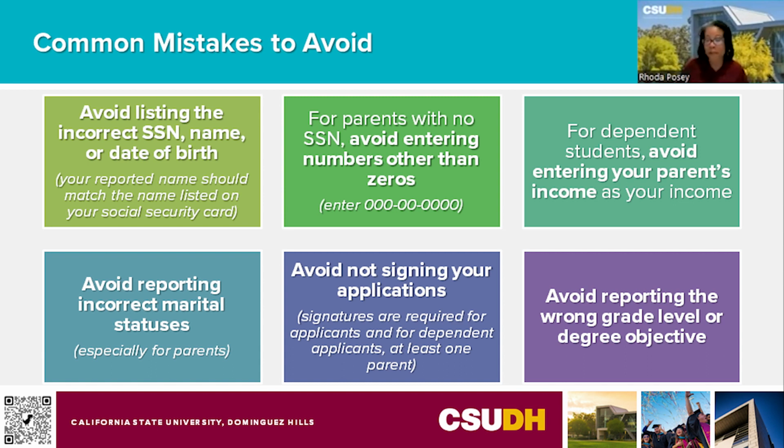Okay, and then lastly, avoid reporting the wrong degree program. Sometimes that could hold up processing. So if you're an undergraduate student, and you're working on your first bachelor's degree, you don't want to report on the FAFSA that you're going to be pursuing a master's degree. Okay, that will hold up processing because there's a mismatch between degree objective.